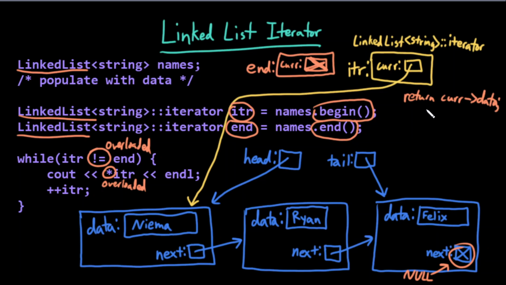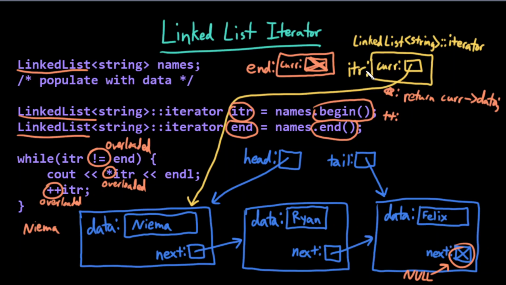And I print it, so this would print Nima. And then I increment, again, this is overloaded. So maybe I'll take note of these. This would be my dereference operator, which would look like this. My increment operator would be overloaded to be something like this.